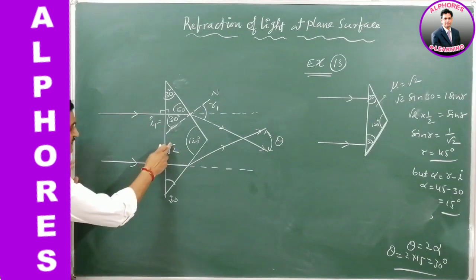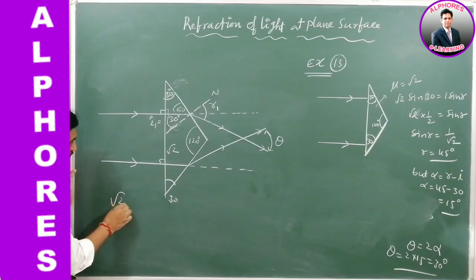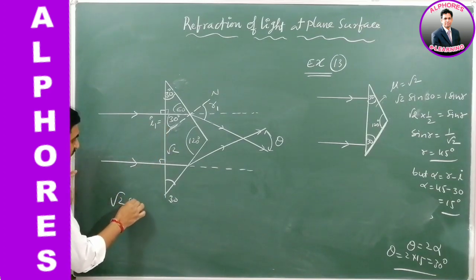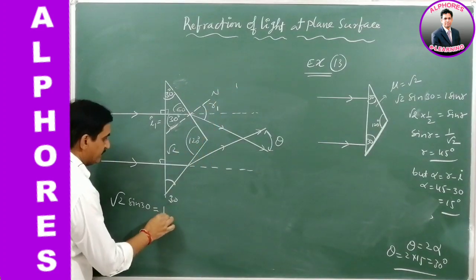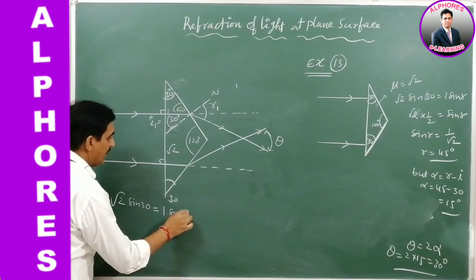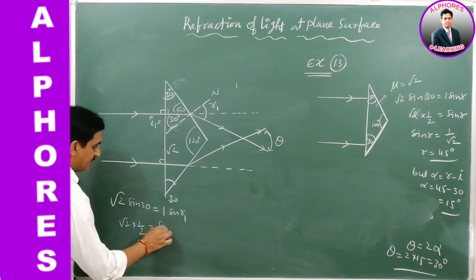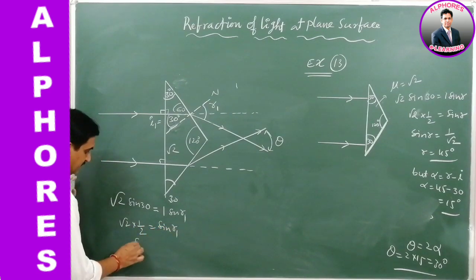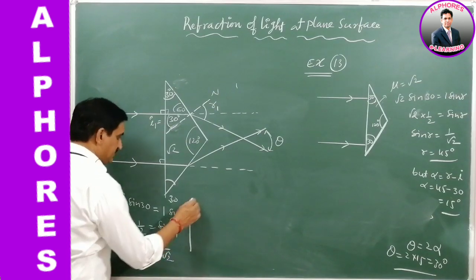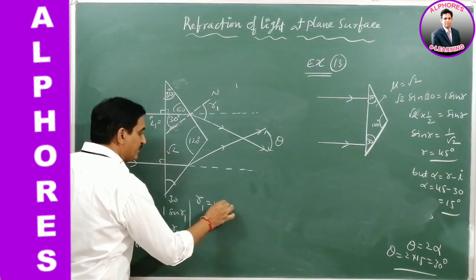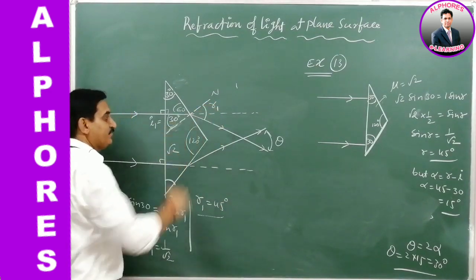Therefore using Snell's law, root 2 and sine of the angle 30 degree is equal to the outside refractive index 1, air medium, into sine R1. Root 2 into 1 by 2 is sine R1. Sine R1 is equal to 1 by root 2, which gives us R1 equal to 45 degree. So the angle of refraction is 45 degree.